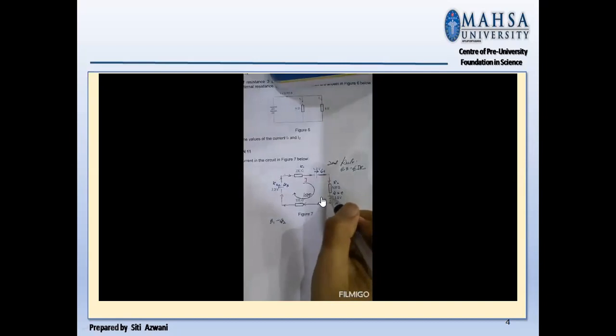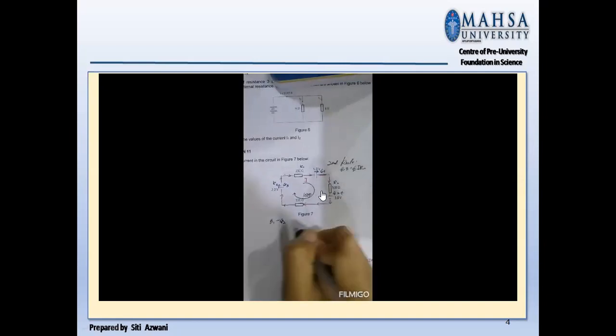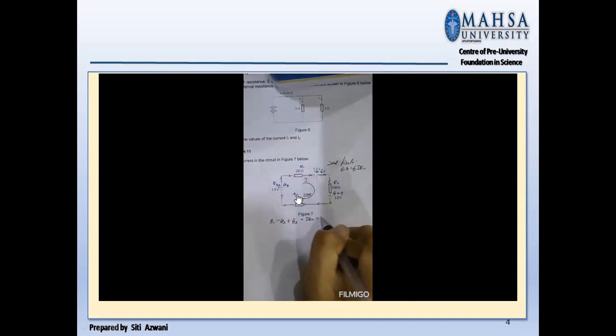The E terms are on your left side, and the IR terms on your right side. So E1, why is E1 positive? Because the E1 direction is the same as the loop direction. Next, E2, why is E2 negative? Let's look here. The direction of your battery is going up, and the loop direction is going down, so you have a negative sign. How about E3? The battery is going up, and the loop direction is also going up, so you have a positive E3.